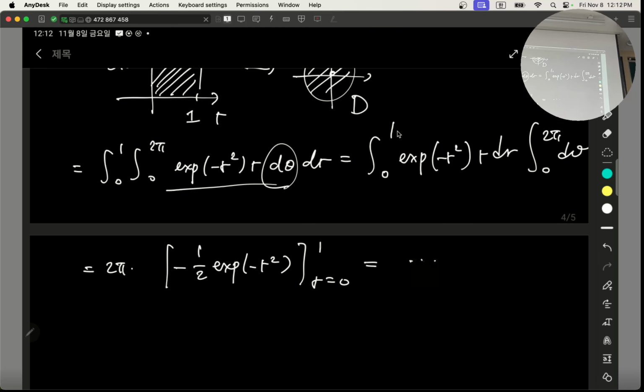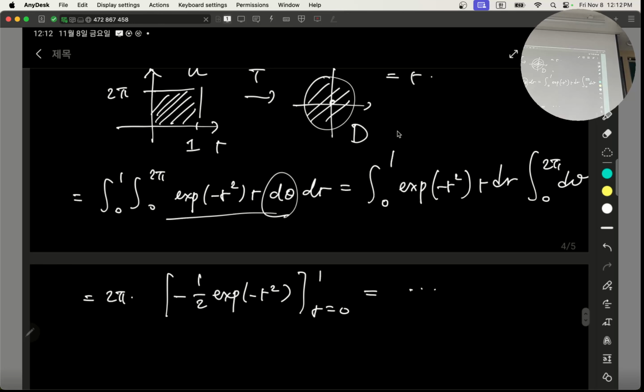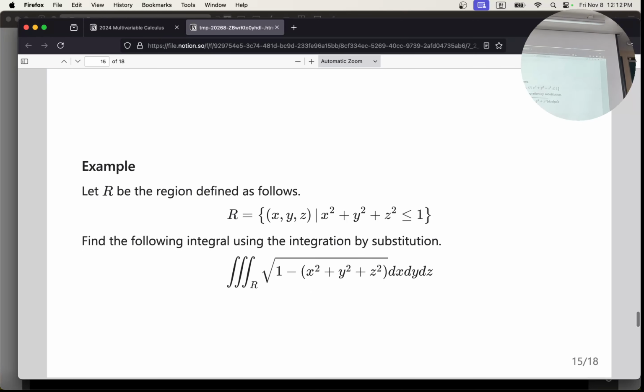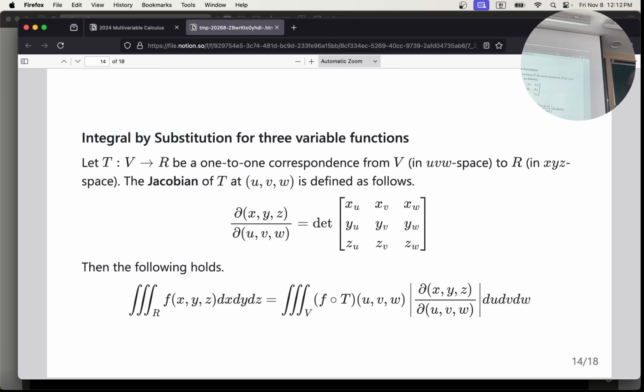So typically when you have a symmetric expression of x and y inside the integrand, you want to try the polar transformation. And you can do a similar thing on a three-variable function. So I'll briefly explain integration by substitution in triple integrals and then see an example. Same idea: you want to change the integrating domain. Here it's a three-dimensional domain. So this is what we want, but we want to transform this into here.